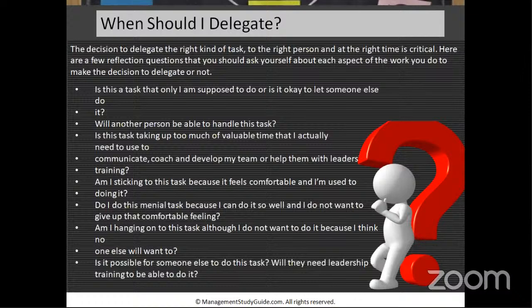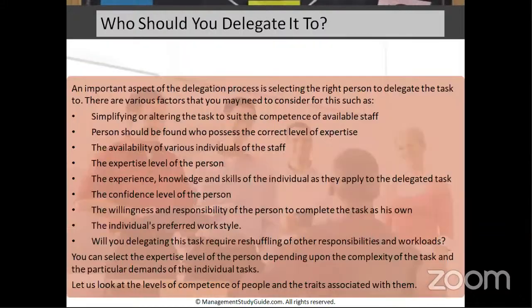Am I sticking to this task because it feels comfortable, or am I used to doing it? Do I do this menial task because I can do it so well, or because I do not want to give up that comfortable feeling? Am I hanging on to the task although I do not want to do it because I think no one else will want to? Is it possible for someone else to do this task? Would they then need leadership training to be able to do it? Now, these are some of the questions you consider.